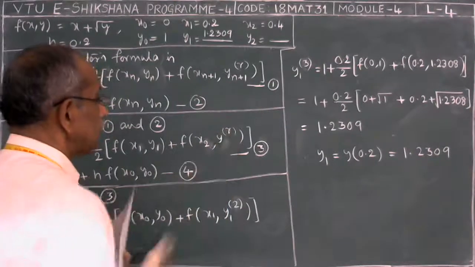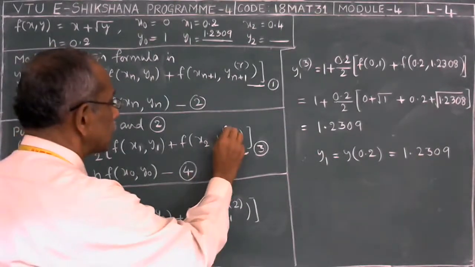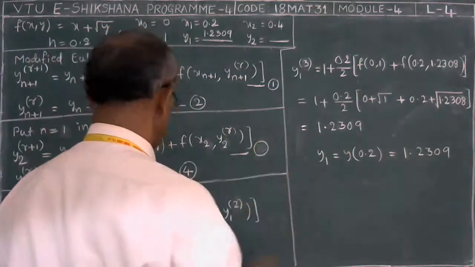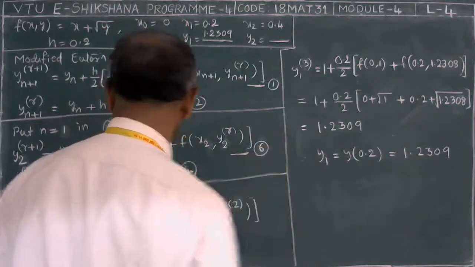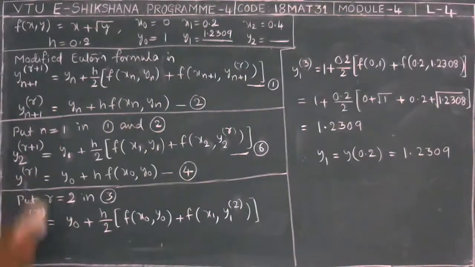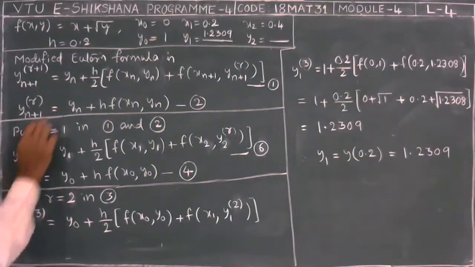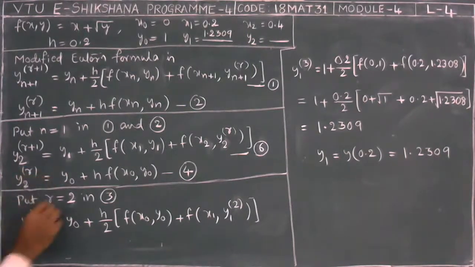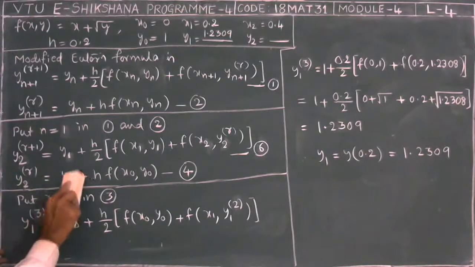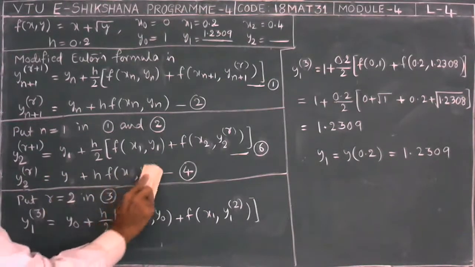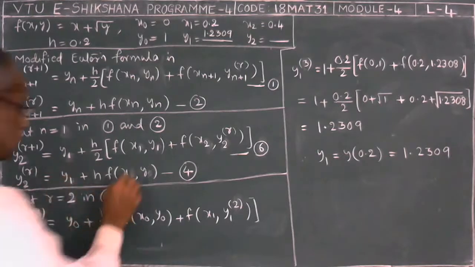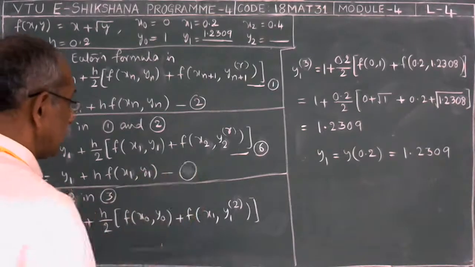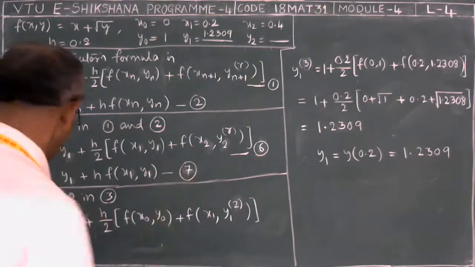Let me call this equation number 6. Then similarly, when n is 1, n plus 1, that is y2 zero, is equal to y1 plus h into f of x1 comma y1. We call this equation number 7.